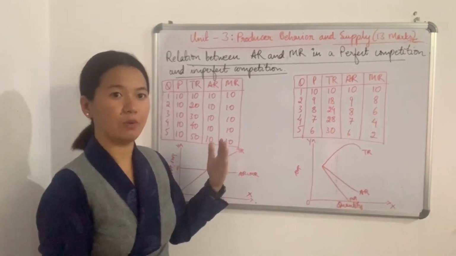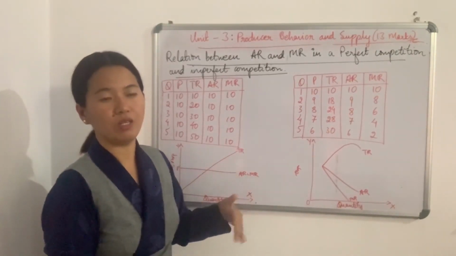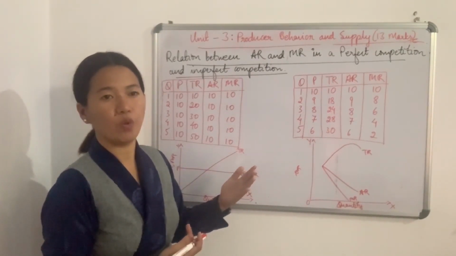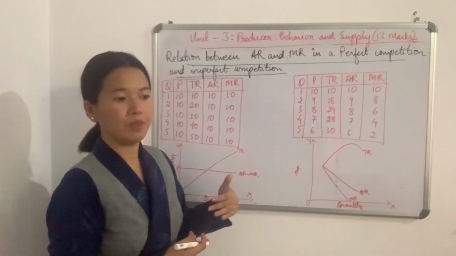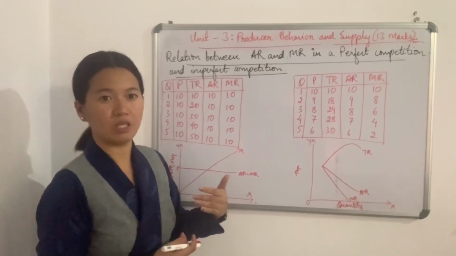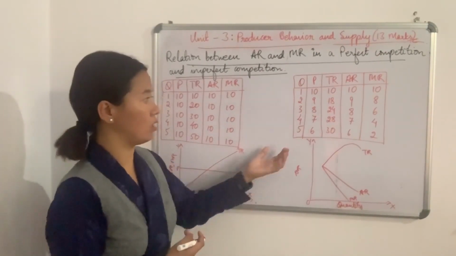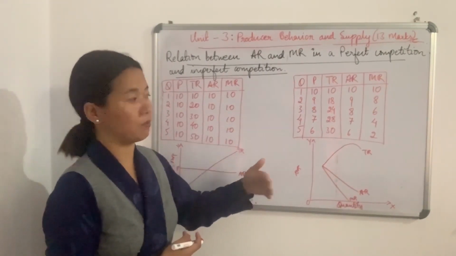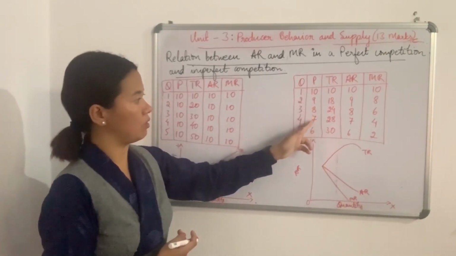So what happens is the producer can sell more only by lowering the price. As we learned, when there is a lower price, the demand would rise and it would increase the customers. So in this market the producer tries to sell more by lowering the price. So here the price may differ.